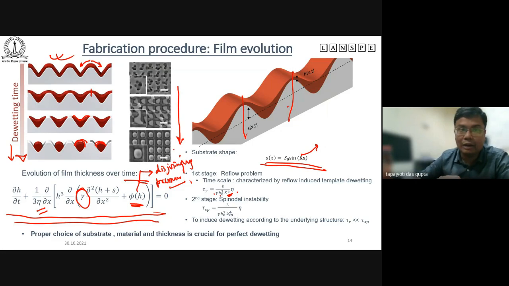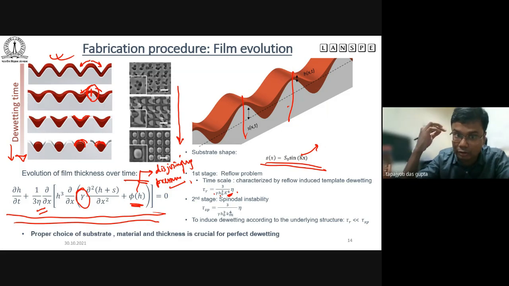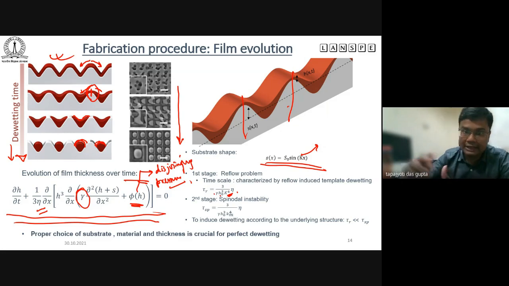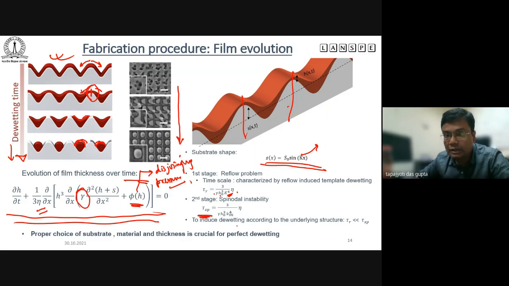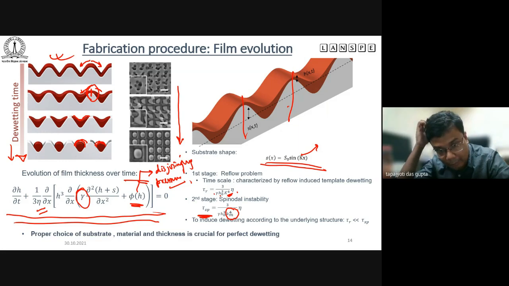In the second stage, now as the fluid starts to fall down, it becomes very thin here, right? As it becomes very, very thin, the van der Waals interaction comes in between the surface and your film. That means your film starts to see the substrate and you have the interaction starting. And then of course, if you solve again, you get what is called spinodal instability, okay? And which is again dependent on another wave number, not the periodicity. This is a typical material property, and also the property of the substrate.